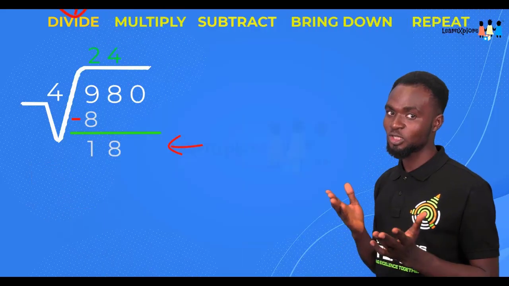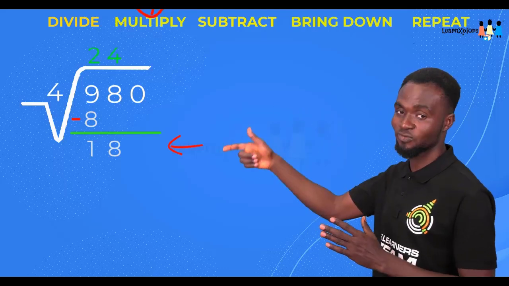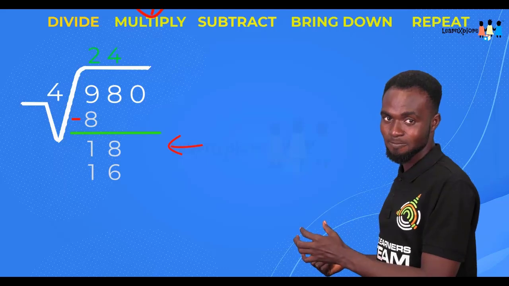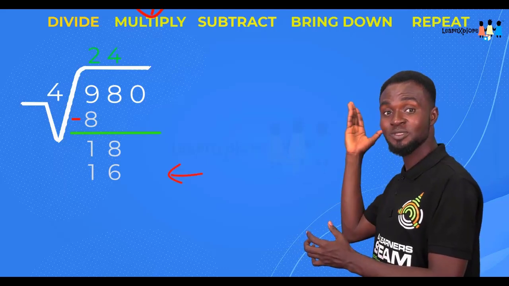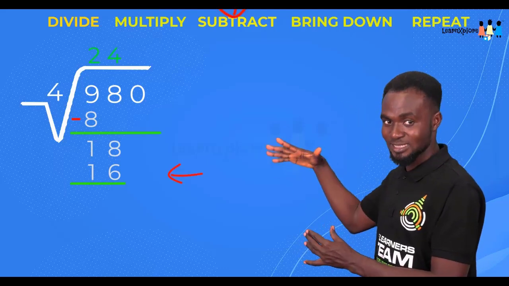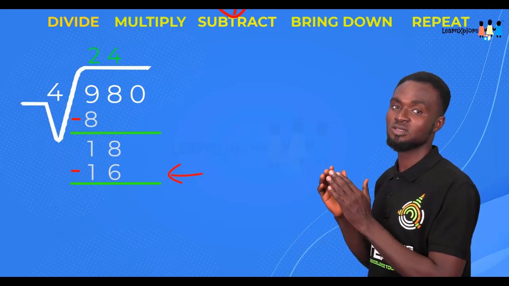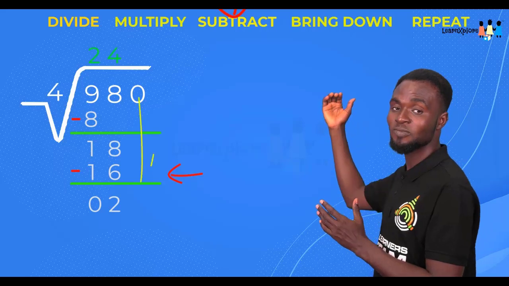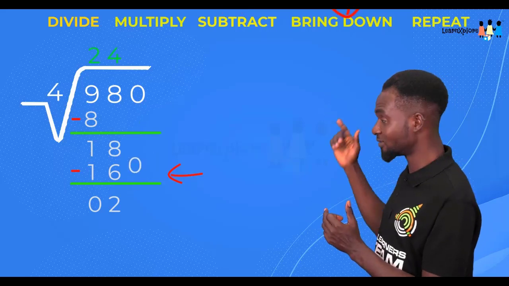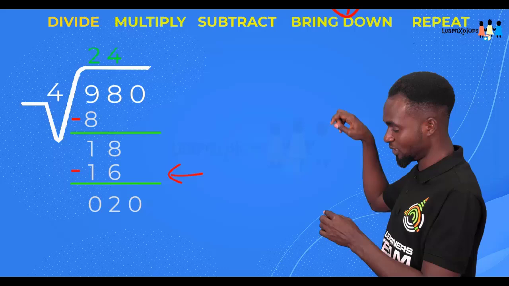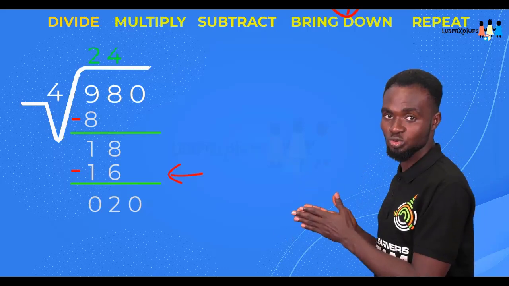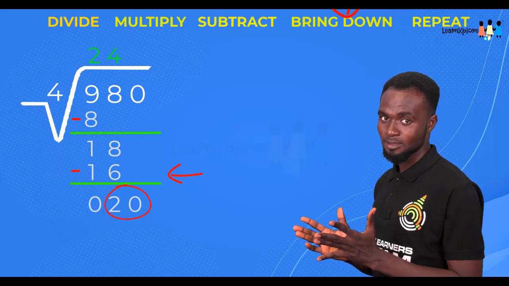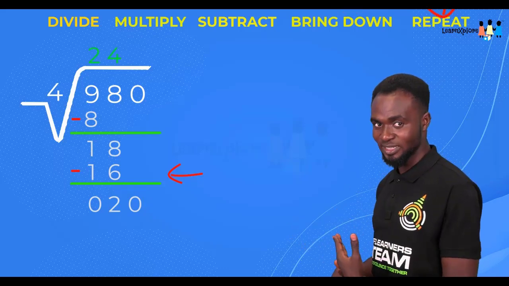What's the next step? You multiply. So 4 times 4 will give us 16. You put the 16 under 18. After multiplying, the next step is you subtract. So 18 minus 16 will give us 2. After subtracting, what's the next step? You bring down. What are you bringing down? The next number, which is 0. So you bring down 0 and it meets 2. So 2 and 0 is 20. Now you repeat the process all over again.